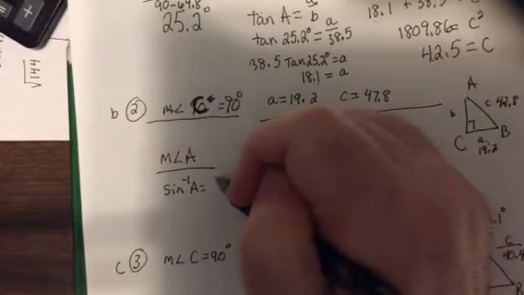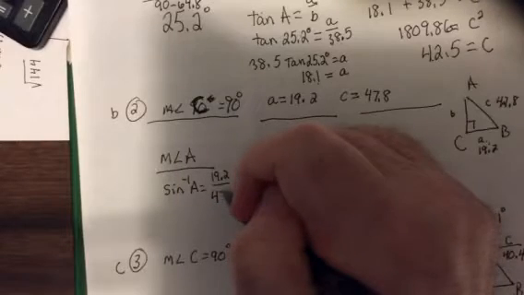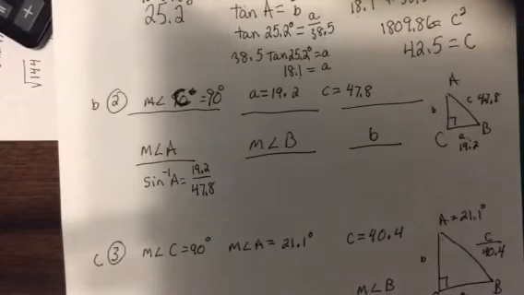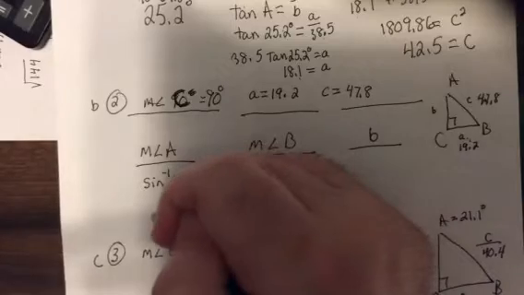So it would be 19.2 over 47.8. So we got the little negative 1 there. So I'm going to, oops, I just messed it up already. So let's see here. So 19.2 divided by 47.8. And I get 23.687.